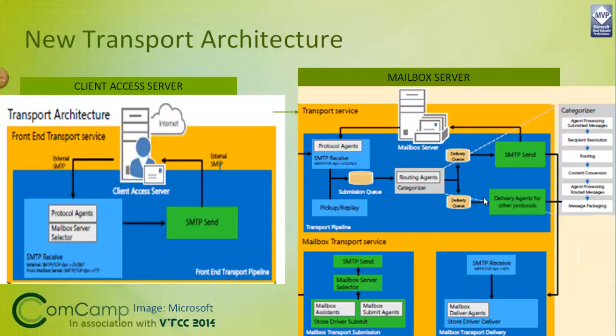Basically, the mailbox transport service also proxies email. The mailbox transport service on the mailbox server is the broker between the transport service and the mailbox databases. The mailbox transport service communicates directly with the local database using RPC, and with the transport service on local and remote mailbox servers using SMTP. All right, let's move on to the next slide.